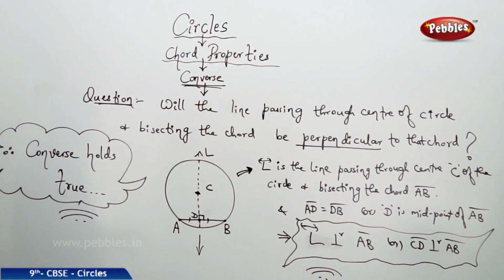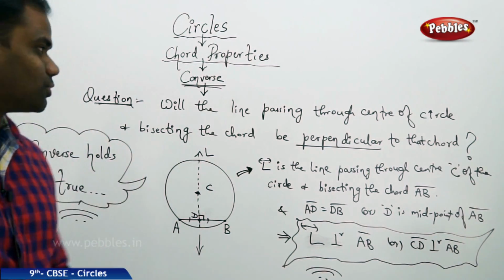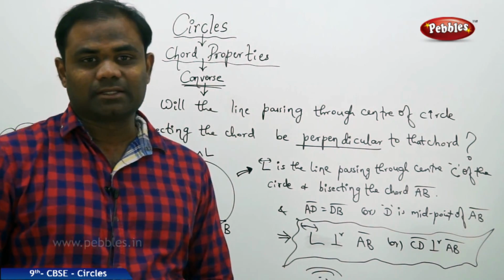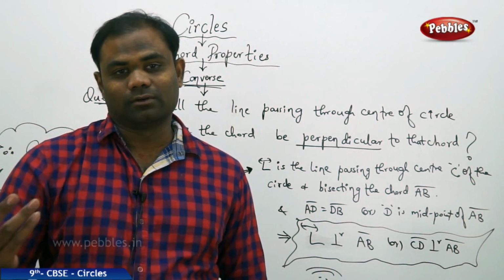This is how we understand that the converse holds true for the property connecting the perpendicular line with the chord passing through the center of the circle.